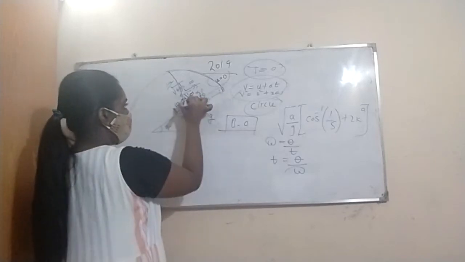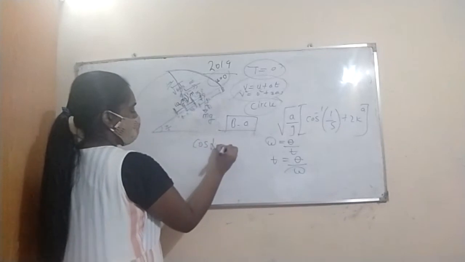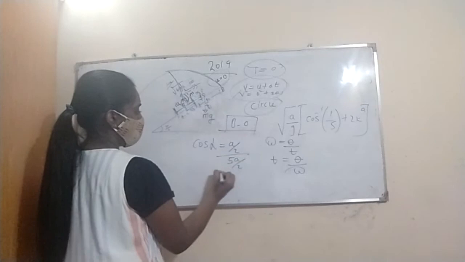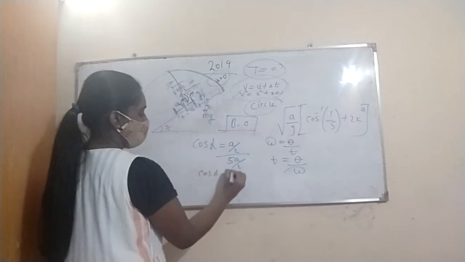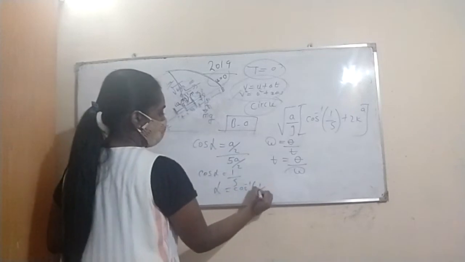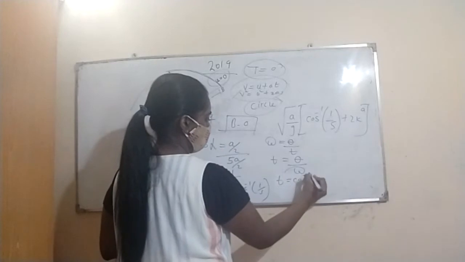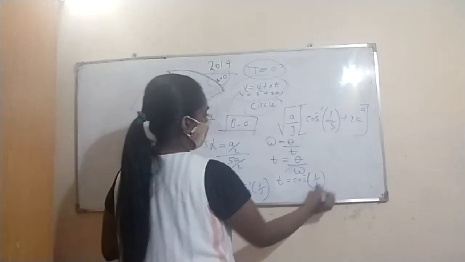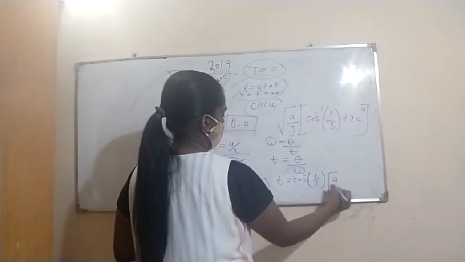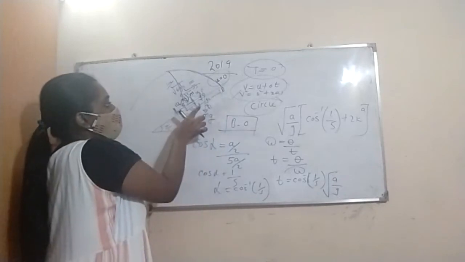If I take this angle as alpha, I can write cos alpha is equivalent to A by 2 divided by 5A by 2. That is, cos alpha is equivalent to 1 over 5. Therefore, alpha is equivalent to cos inverse 1 over 5. Therefore, time taken is the angle turned, cos inverse 1 over 5, into 1 over omega. That is square root of A over g, since omega is square root of g over a.